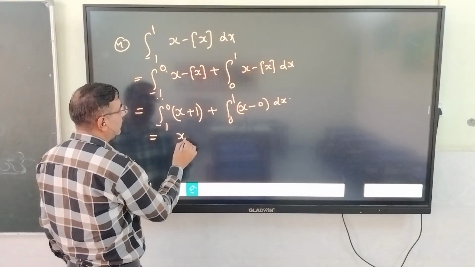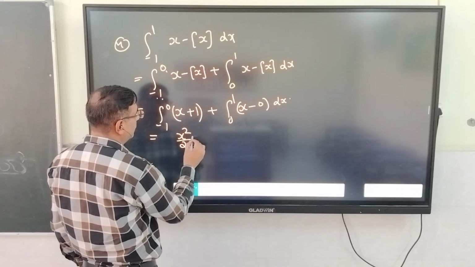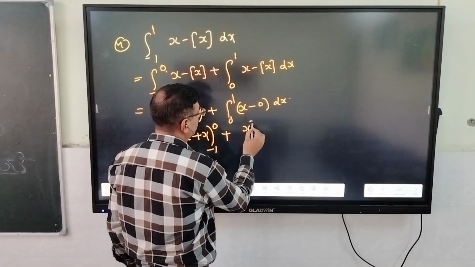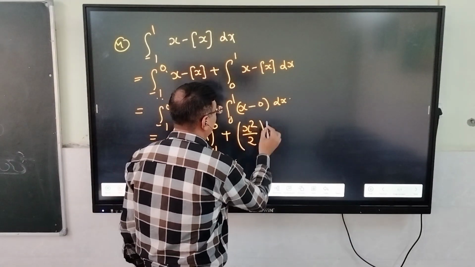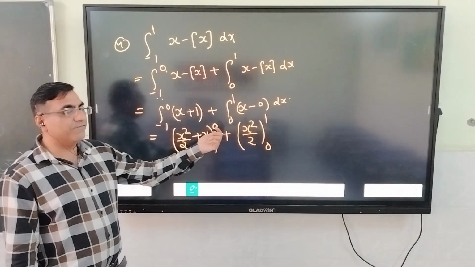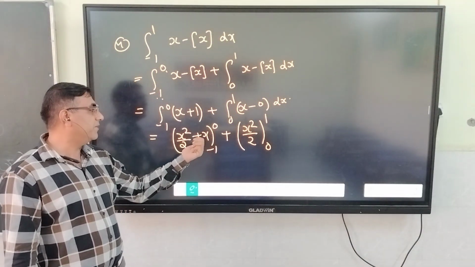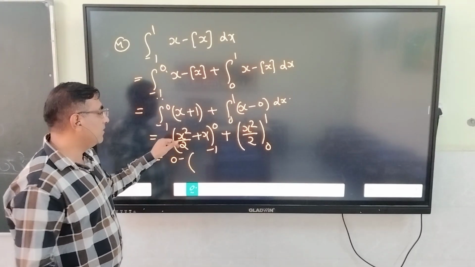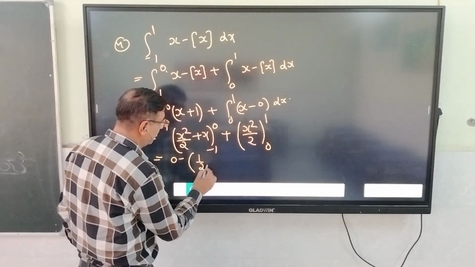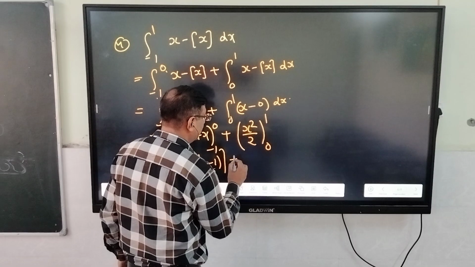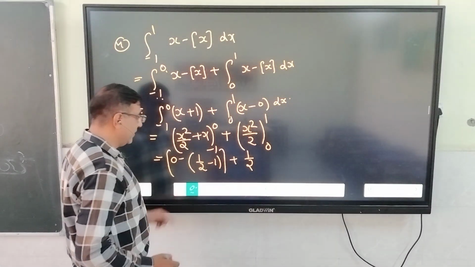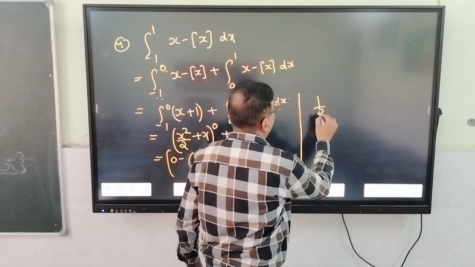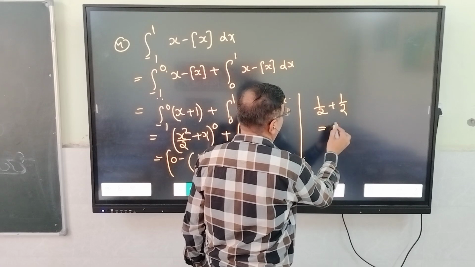So now integrate: x square by 2 plus x from minus 1 to 0, plus x square by 2 from 0 to 1. If we put the upper limit 0, it becomes 0 minus, and if we put minus 1 here, it becomes 1 by 2 minus 1, which is minus 1 by 2. So minus of minus 1 by 2 gives plus 1 by 2, and then plus 1 by 2. So 1 by 2 plus 1 by 2.